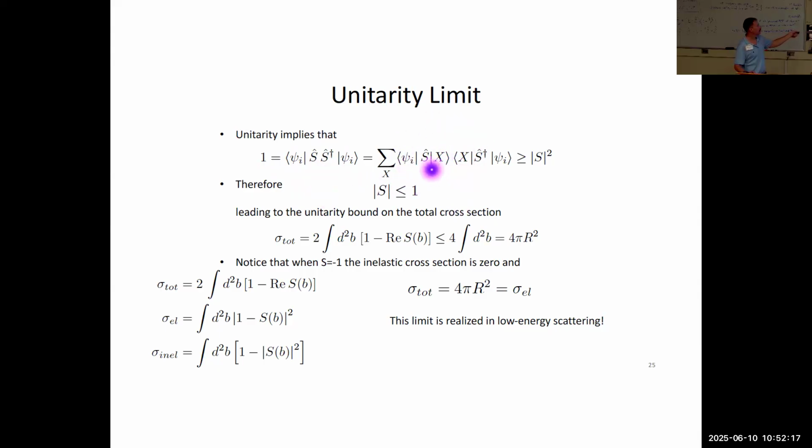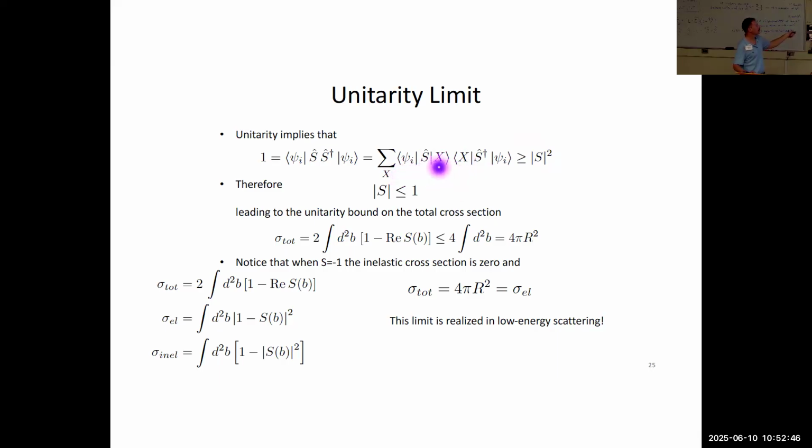So we insert a set of states X with a sum over X, and this is a ket and this is a bra X states. It's a complete set. It includes the initial state as well. And that means that if X is the initial state, we get the absolute value of S squared, but X could be other things, so we get an inequality, right? The expression on the left is equal to S squared if we only insert psi initial, but we need to insert all the other states.